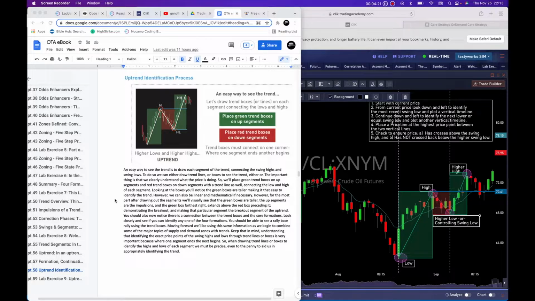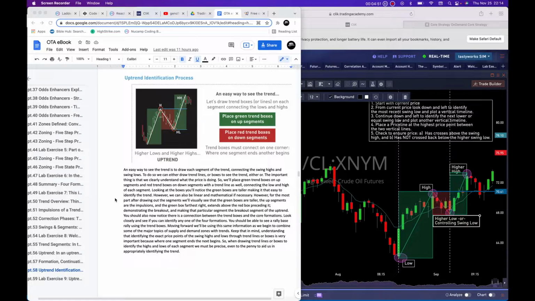You should also now notice there is a connection between the trend boxes and the core formations. If you look closely and see if you can identify any one of the four formations, you should be able to see a rally-based rally using the trend boxes. Moving forward, we'll be using this same information as we begin to combine some of the major topics of supply and demand zones with trends.